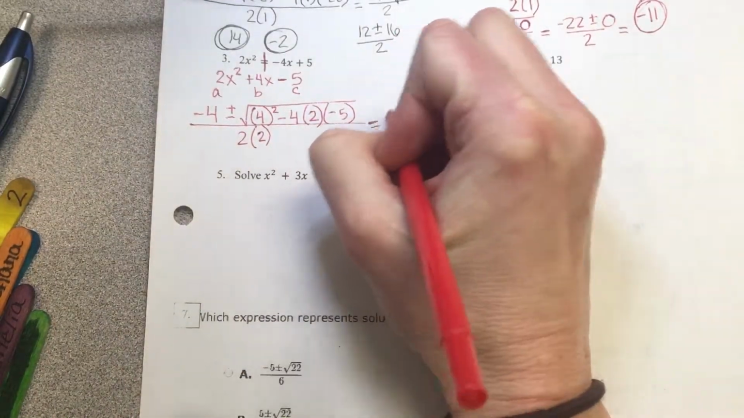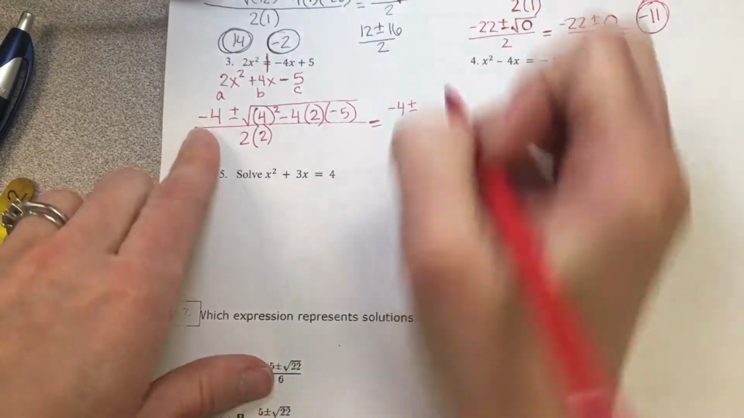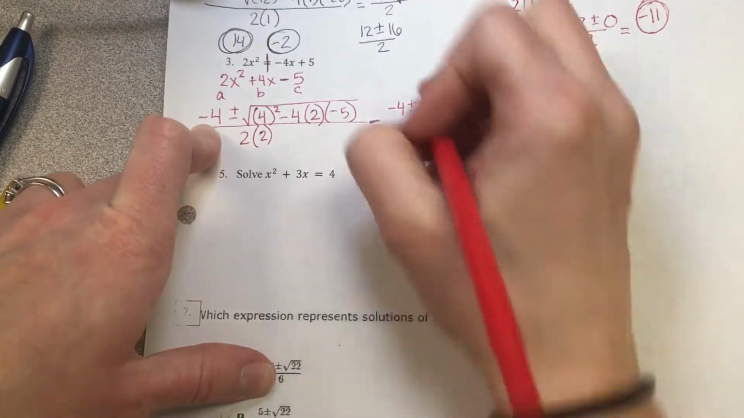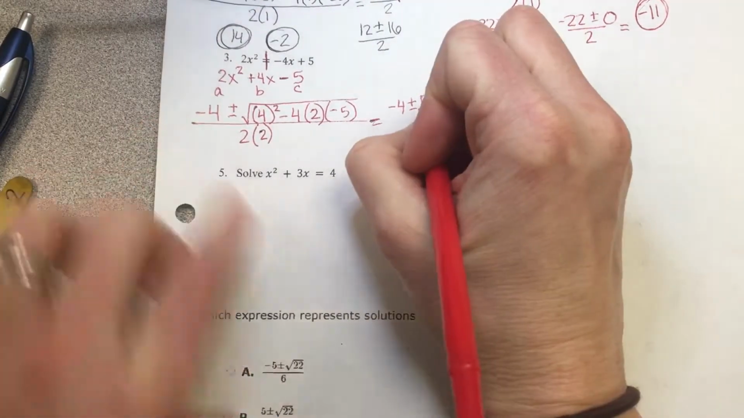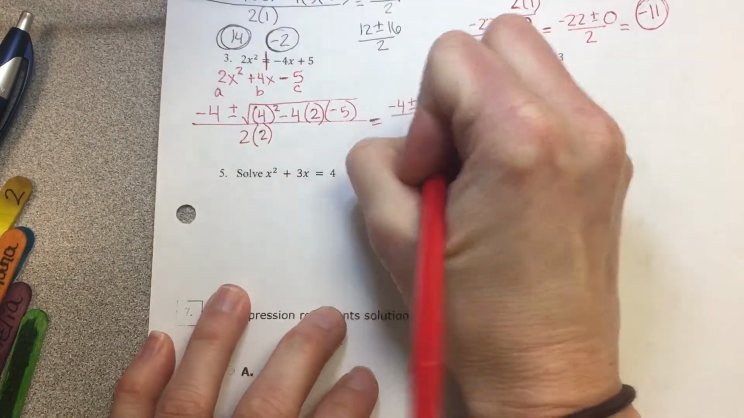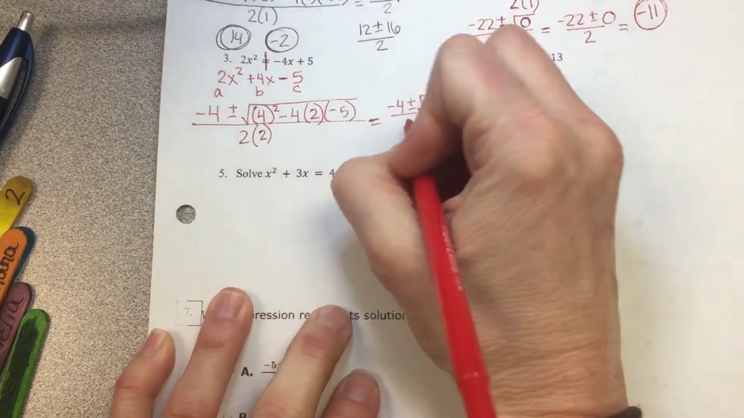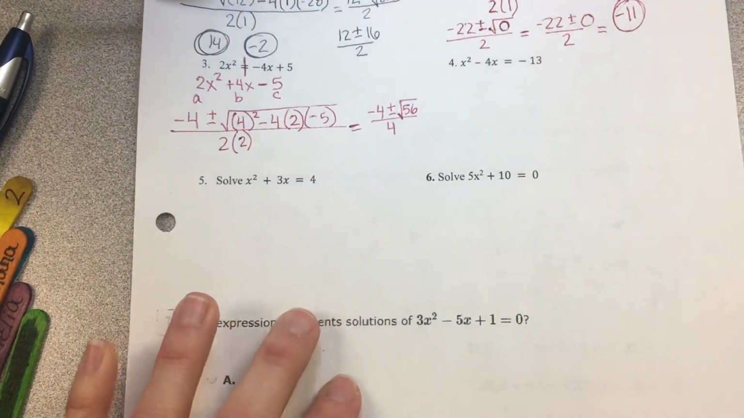Okay. So I'm going to write negative 4 plus or minus, so I'm just copying it over, negative 4 plus or minus the square root. What goes inside the square root? 56. All over 2 times 2, 4. Okay.